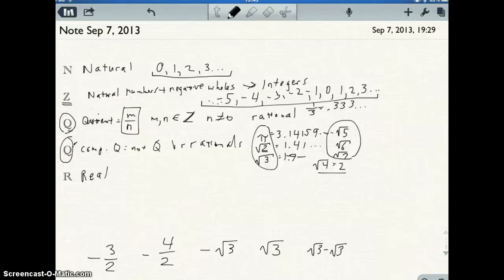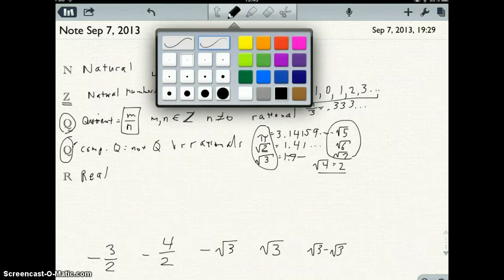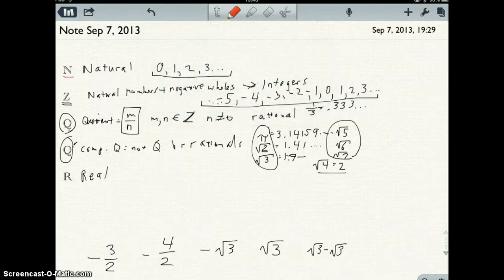Okay, this is a review for number sets and Venn diagrams. Let's go through the different number sets that we learned. The first one is N, which is the natural number set. The natural number set are just numbers that you know as a young child.